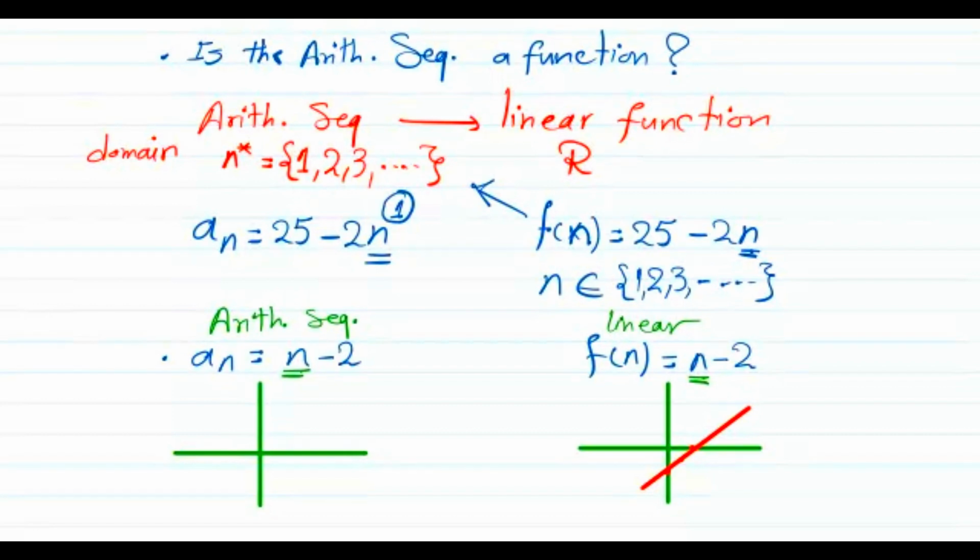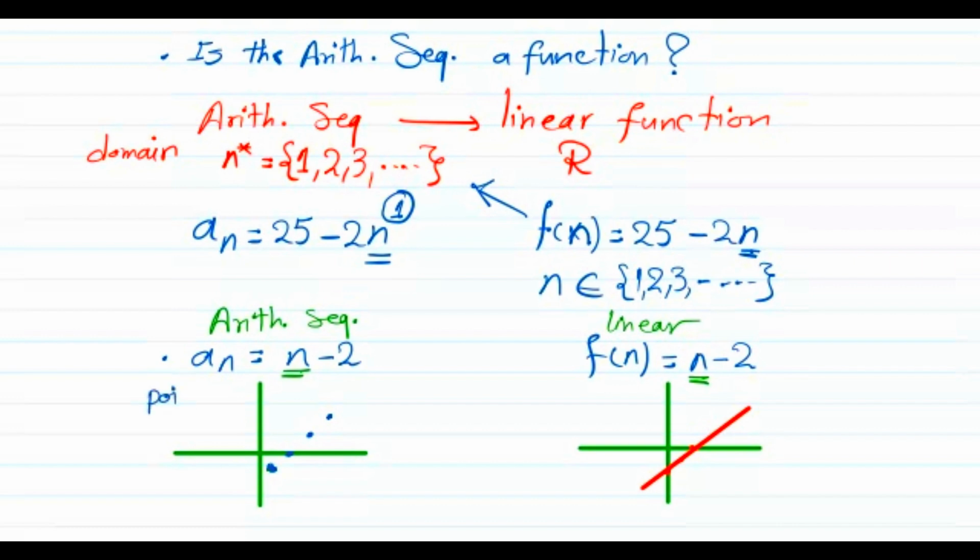In this one, no, I can substitute n as 1 only, starting from 1. So if n equals 1, the value has to be negative 1. And I have to put a point only. I will change the color. It has to be a point only. If n equals 2, the second term has to be 0. The third term has to be 1. The fourth term has to be 2, and so on. Only plotted points.